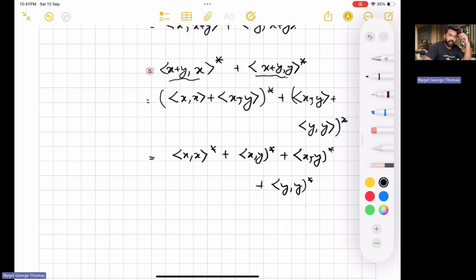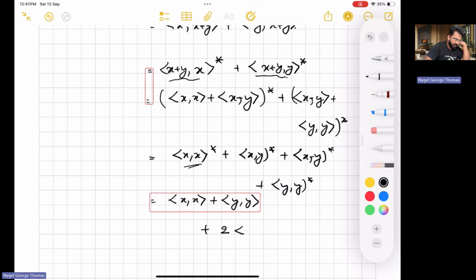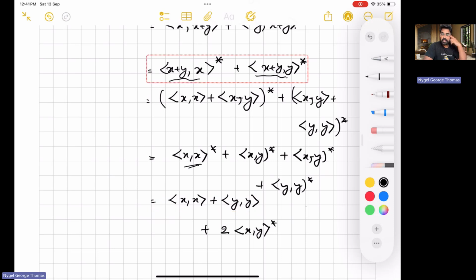This is a positive quantity. All of them are in fact positive quantities. Okay. It is on the real line, right? It's the inner product, so it is on the real line. So you can actually neglect the conjugate symbol here. What you're left with is 2 times xy conjugate.